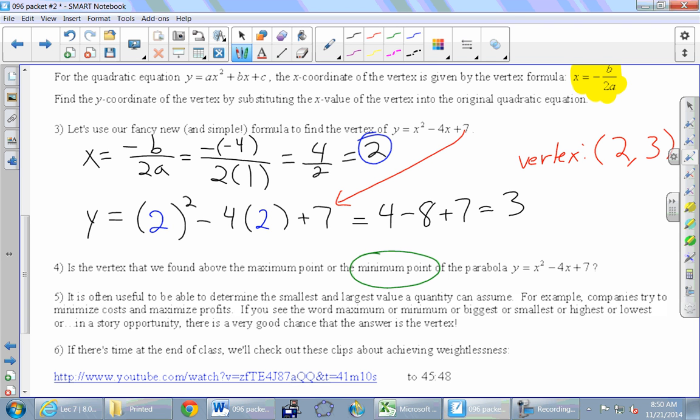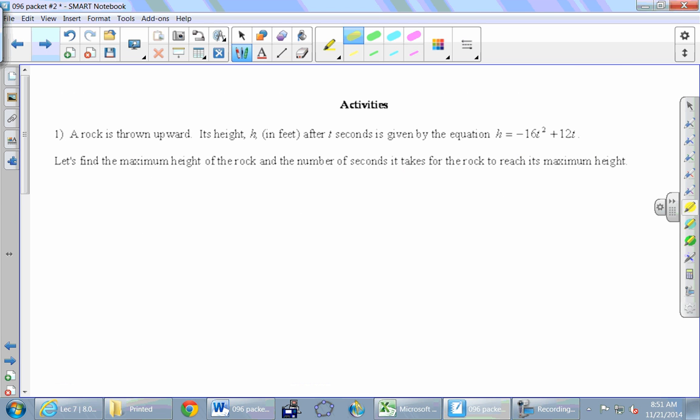Okay, and the last one here, Sam, can you read 5? The word maximum or minimum, we get smaller, higher to lower. Okay, so let's go to the next page, which is where the activity starts.